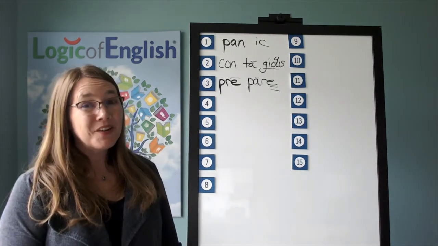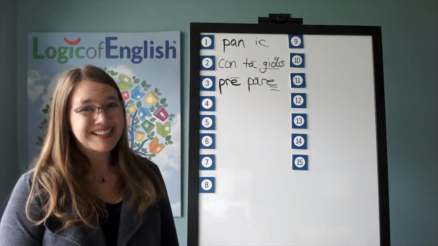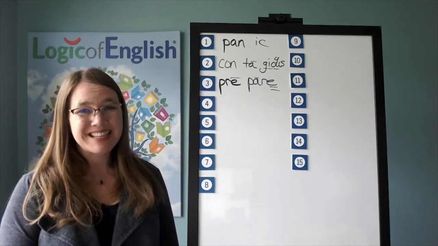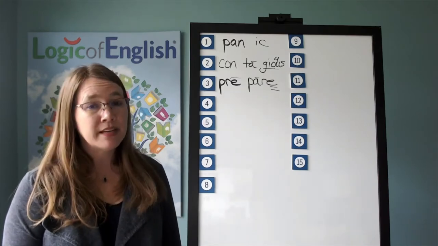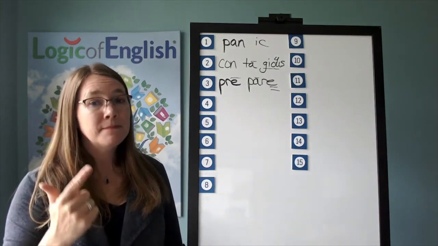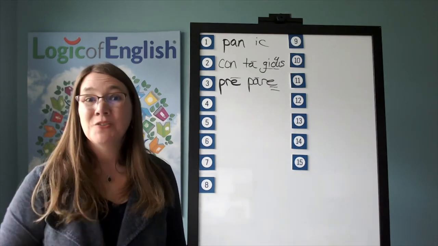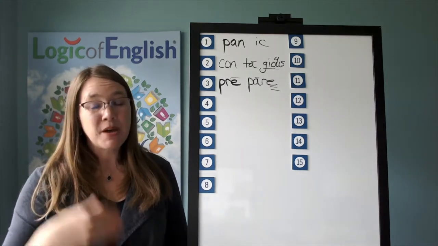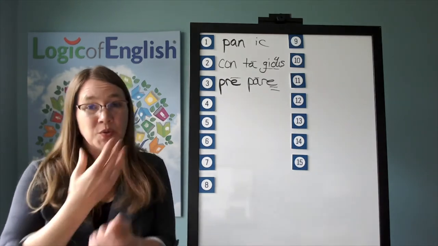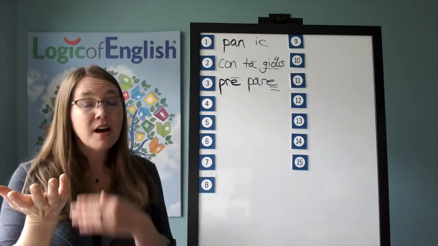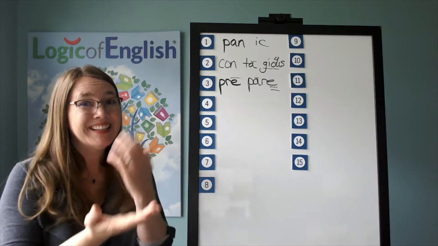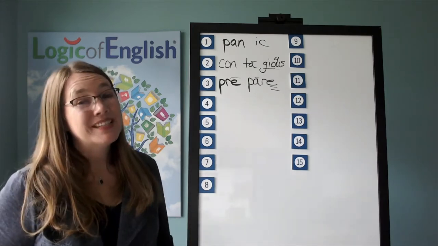We live in a very interconnected community. Go ahead and say community. How many syllables in community? Four. We will say to spell com-mu-ni-ty. What will we say to spell? Com-mu-ni-ty. Let's sound it out.